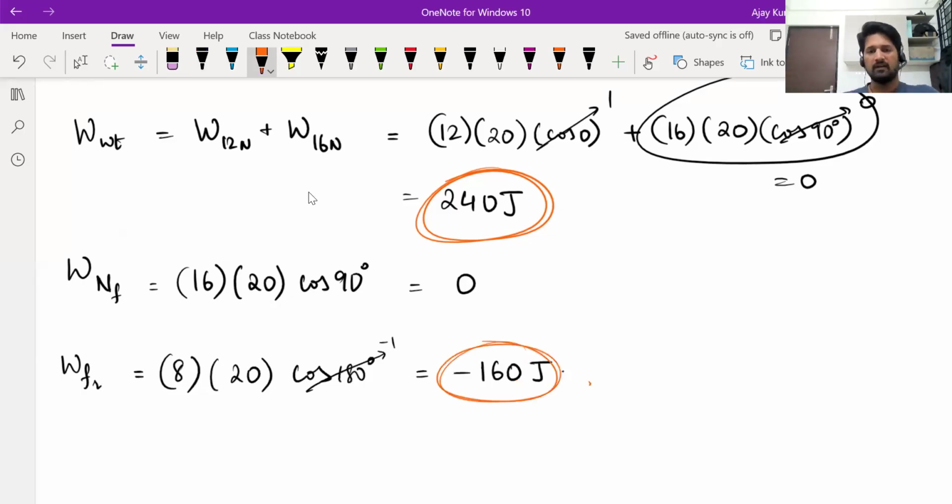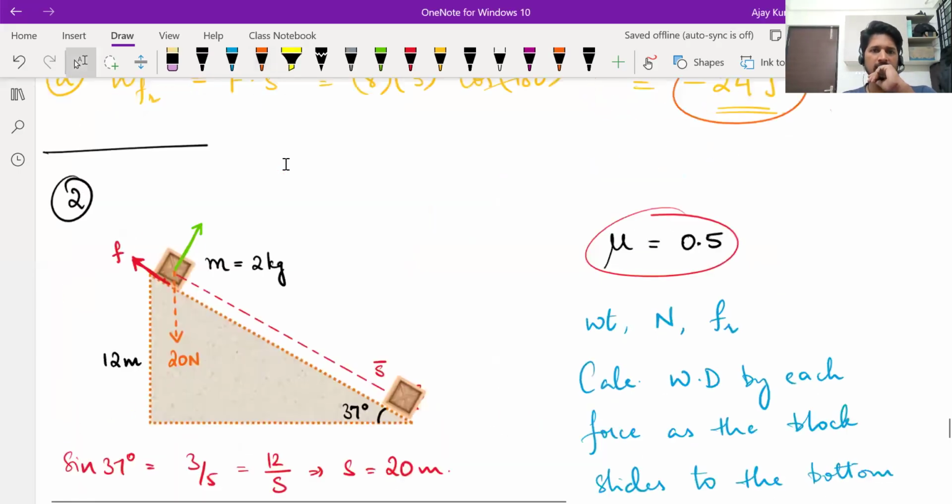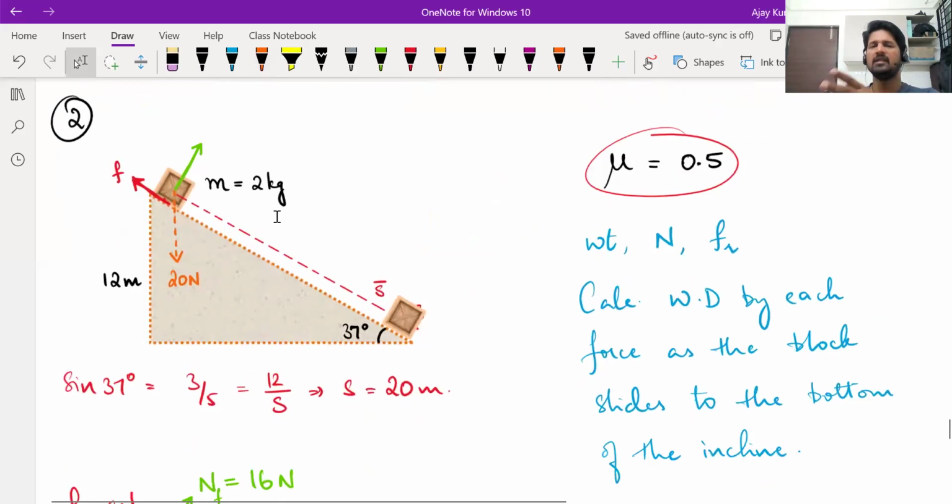Okay, so gravity gave an energy of 240 joules to the block, but friction removed an energy of 160 joules from the block. That is what has happened with the block effectively. Here also friction is trying to slow down the block to prevent sliding. Slowing down means removing energy. So friction does negative work in this case, and that's the meaning of the minus sign we got for work done by friction.